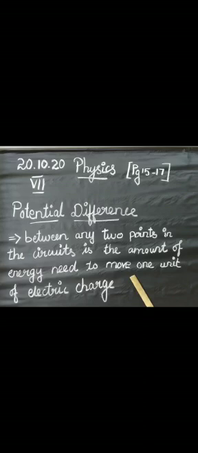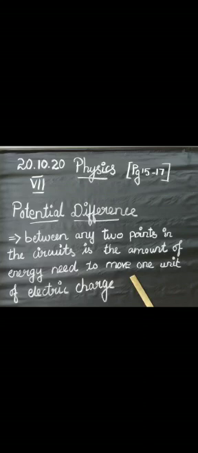For example, how does water flow? The water always flows from the higher to the lower ground. Similarly, the electric charge also always flows from a point at higher potential to a point at lower potential. How the water flows from a higher place to the lower ground, the same way the electric charge also always flows from a higher potential to a lower potential.